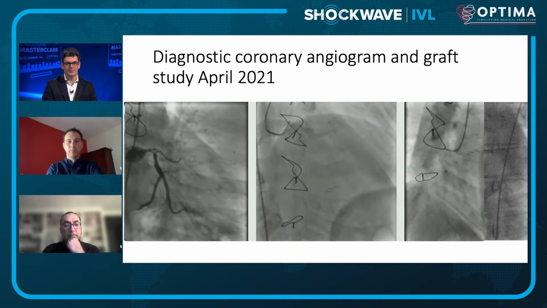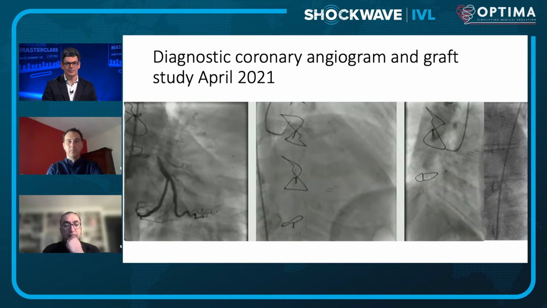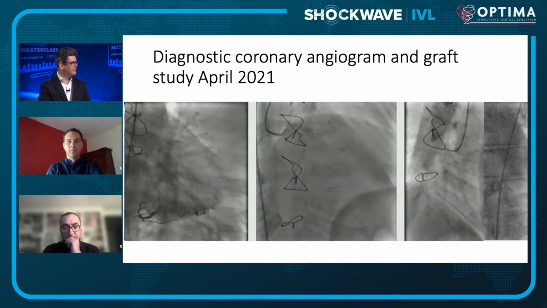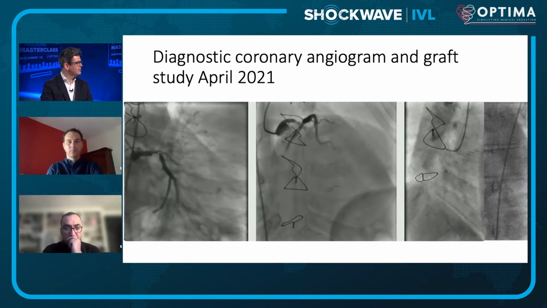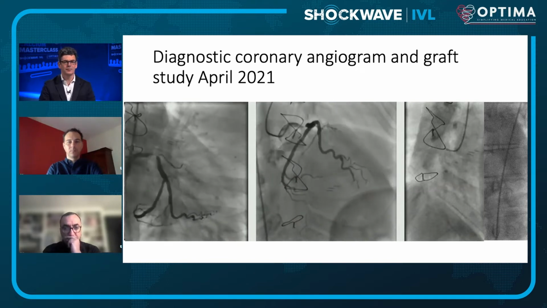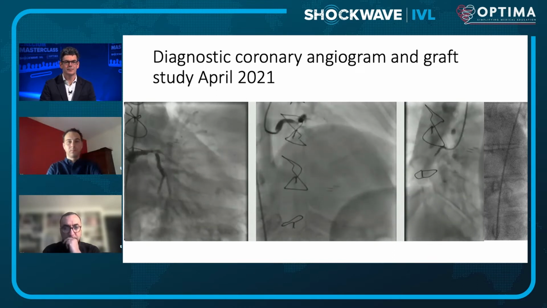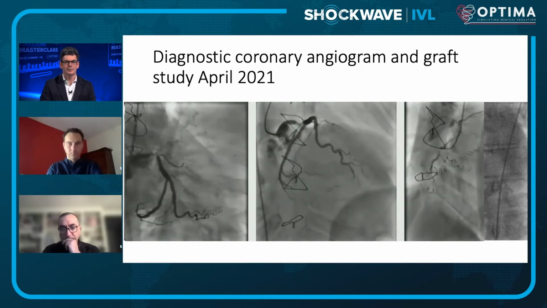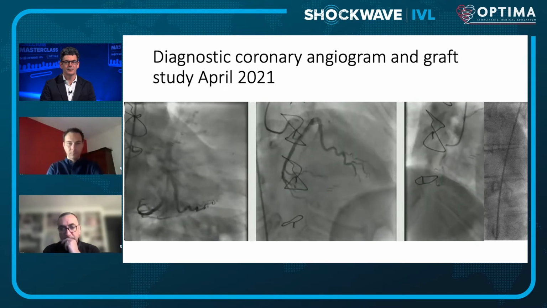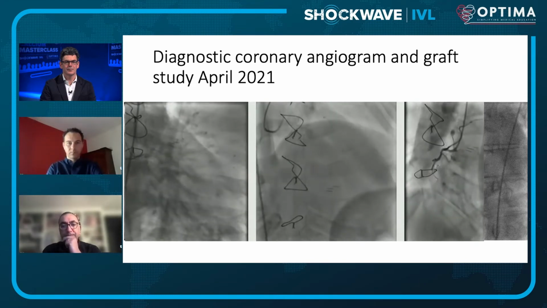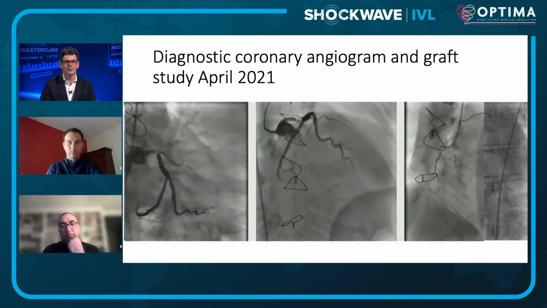So here we can see his diagnostic angiogram from last week. We can see that there is a severe calcified stenosis in his distal left main, Medina 111. There's a severe calcified stenosis of the ostium of the dominant circumflex. The LAD is occluded from the ostium. And the right coronary artery is small and non-dominant with no stenosis.